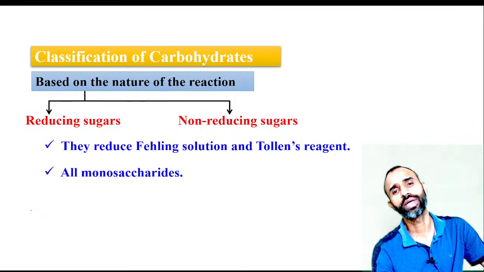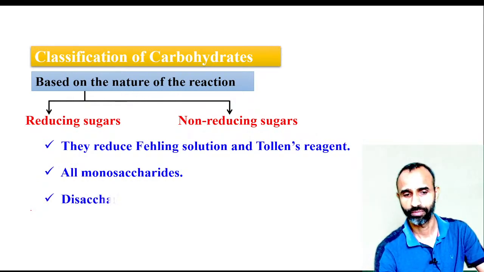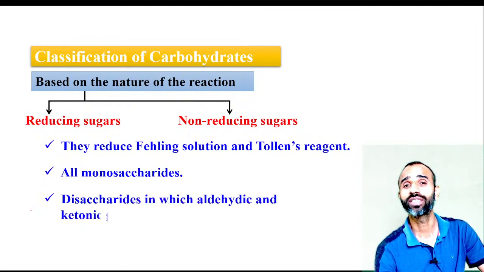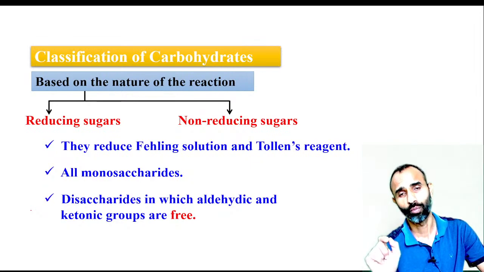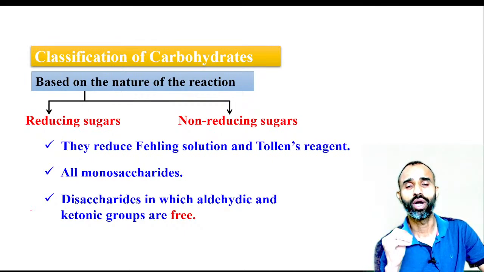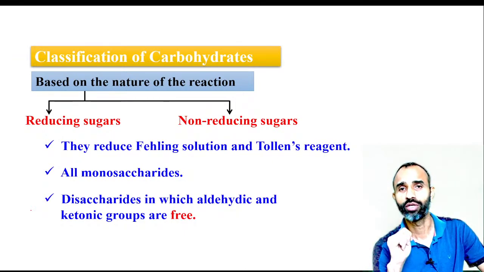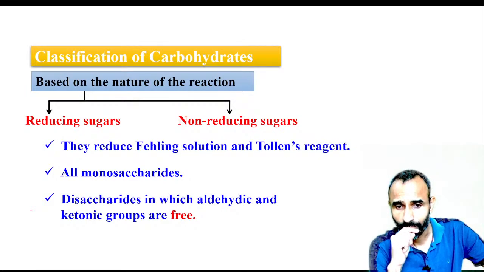So all the monosaccharides are reducing sugars. Even disaccharides in which at least one group is free, either an aldehydic or a ketonic group. If they are free, that is called a reducing sugar.